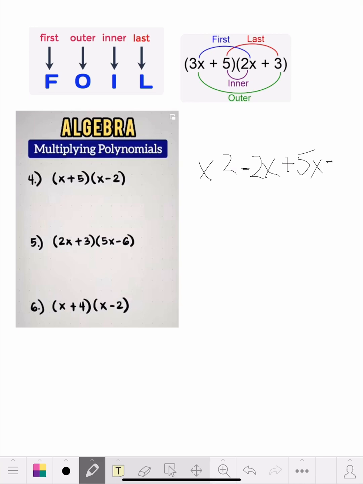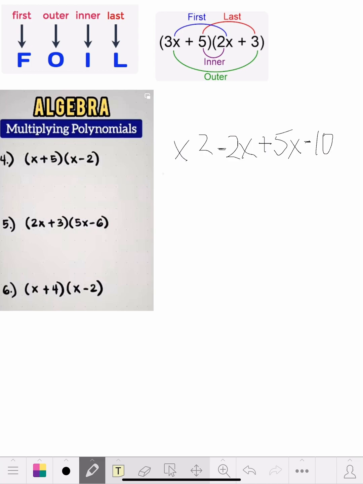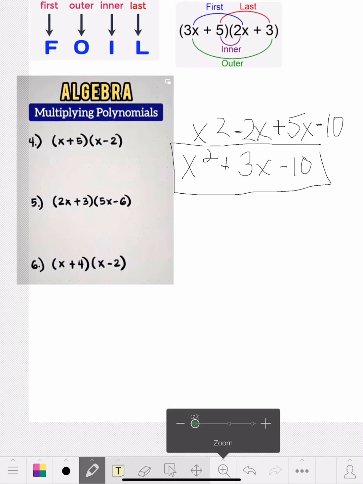So now what we've got to do is combine like terms. The x squared, we don't have any more x squareds, so it's going to be x squared. Now we've got a negative 2x and a positive 5x. The difference between those two is going to be positive, because the positive wins out, there's more positives. It's going to be 3x. And now on the numbers, it's just going to be a negative 10. And that's the whole answer. That was easy. Let's go to the next one.